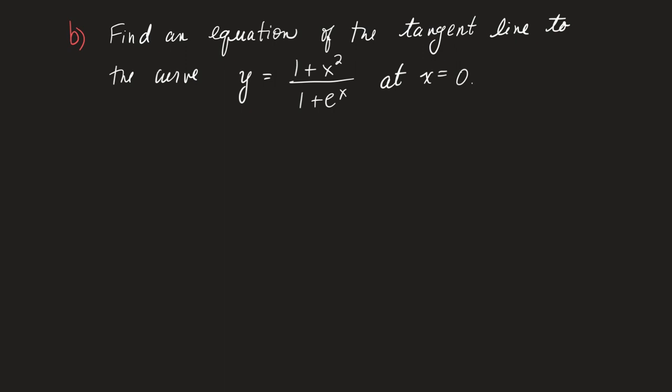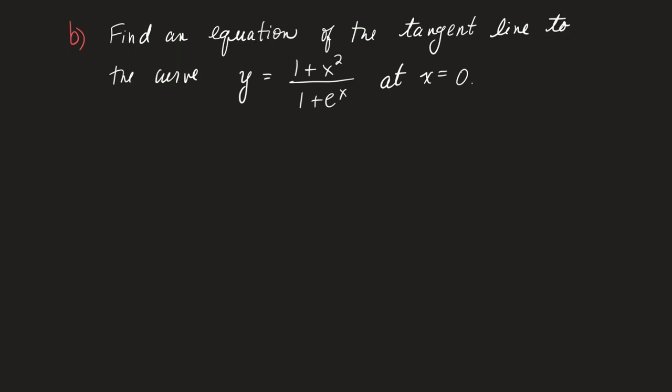Next, I'm going to work through this problem. In this problem, I'm asked to find an equation of the tangent line to this curve at x equals 0. And I know that the slope of the tangent line is given by the derivative. So the first thing I want to do is get the derivative of this function.